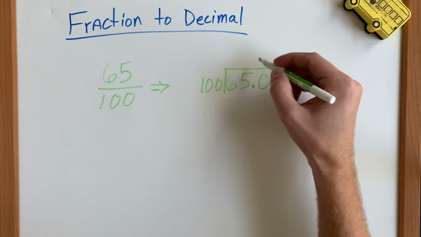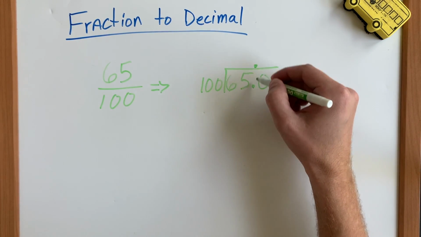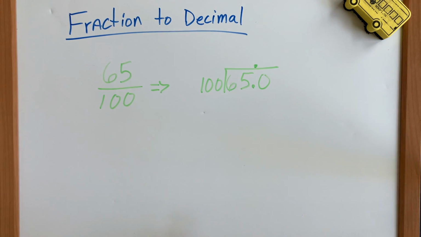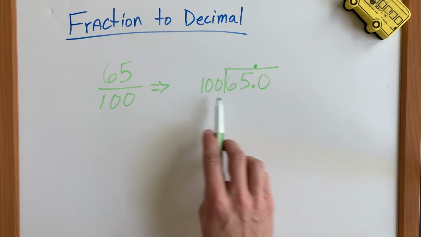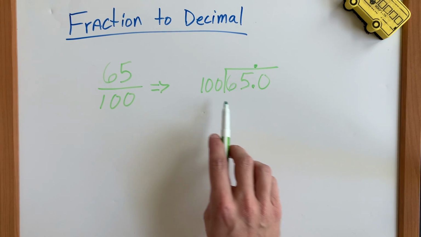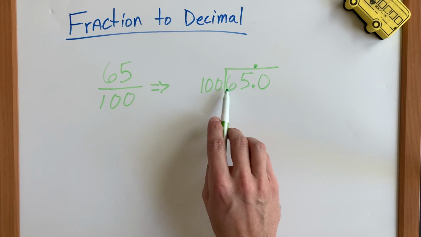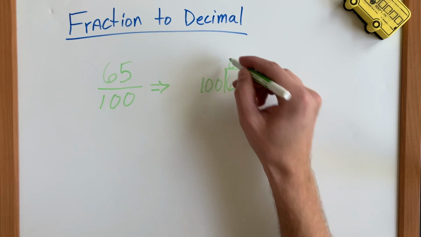The first thing we want to do is move that decimal point up into the quotient. You need to keep these right above each other. By doing that, as we do this long division problem, we can ignore the decimal now because we've taken care of it. And we can just treat this like regular numbers. 100 does not fit into 6. It goes in 0 times.